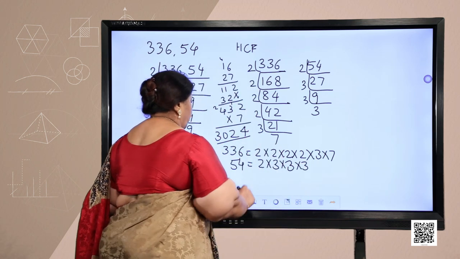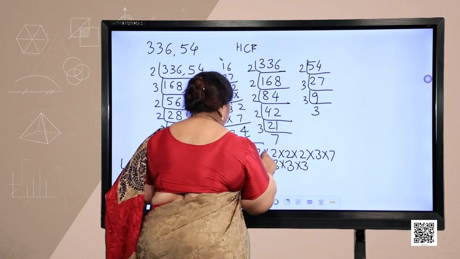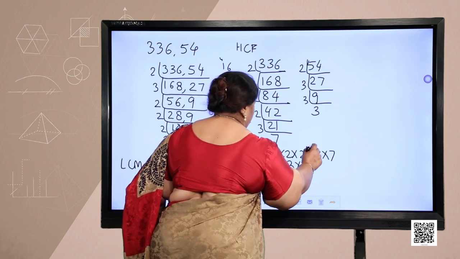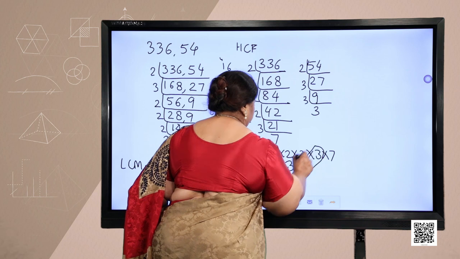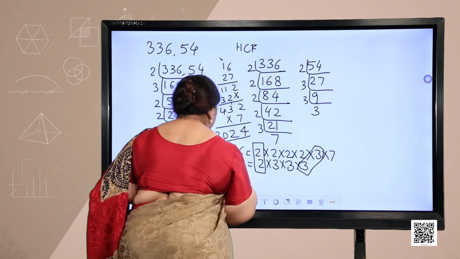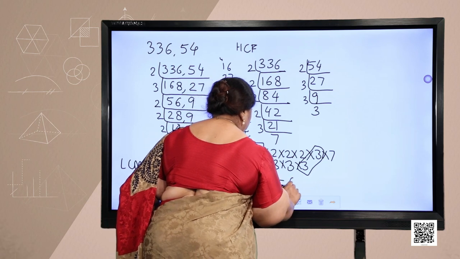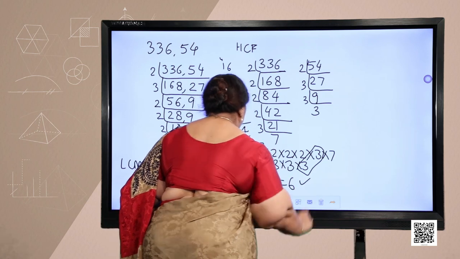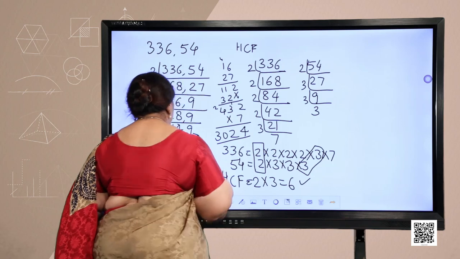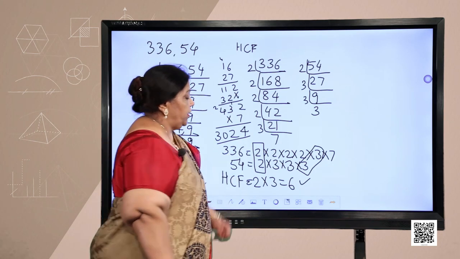So, what are common factors? 1, 2 is common and 1, 3 is common. So, what is the HCF? It is 2 into 3, that is equal to 6. So, our HCF is 6 and LCM is 3024. Let us verify the result.